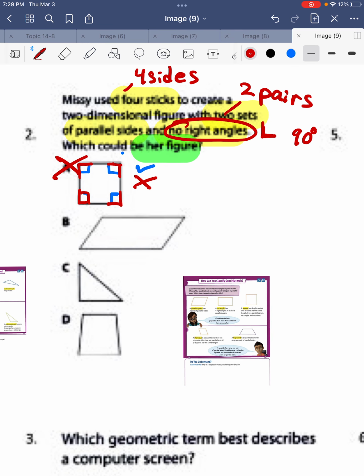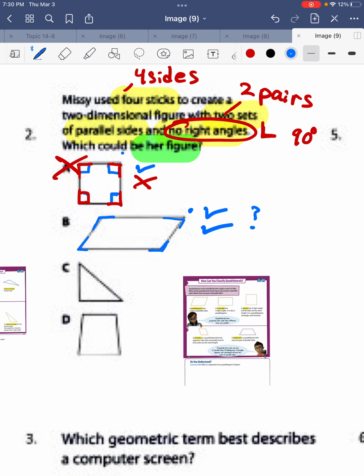So I'm going to do B now. So for B, let me see if it has 2 pairs of parallel sides. Okay, this top is parallel to the bottom. This side is parallel to this side. So I'm going to put a check mark that matches. Okay, let me erase this just so I can look at it better. Now let me see if it has right angles, okay? So because this is slightly slanted, there are no right angles in this shape. Because it's slightly slanted, there's no right angles. So I'm going to put a check mark. So B could possibly be my answer, okay? So now let me do C.